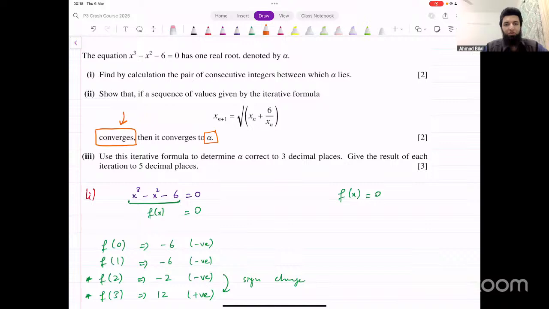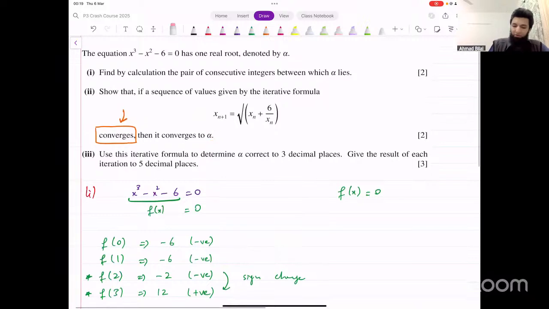Now, how do we show that? We don't even know what the value of alpha is. We have only shown that alpha lies between 2 and 3. That's all that we know. And look at this third part. In the third part, they want you to use the iterative formula. That means in the second part, you don't even have to use the iterative formula. You have to do it without that, because the iterative formula actually has to be used in the next part after that. Okay. So how do we approach this now?